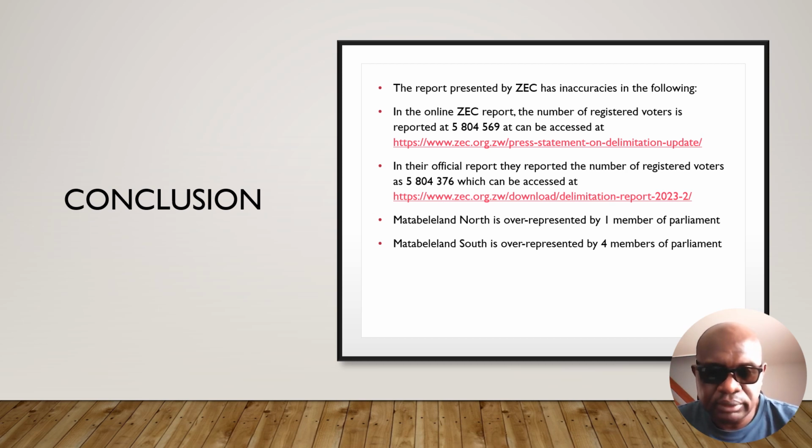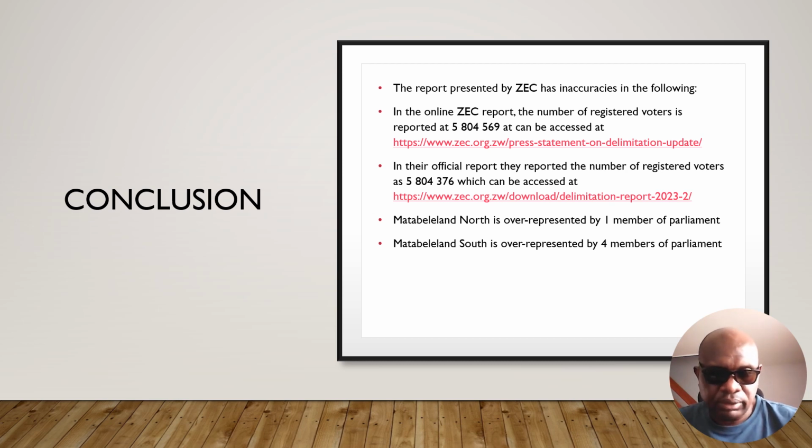On the second part, in their documents inside their reports, they reported that the number of registered voters is 5,804,376. This document here is also an official document from ZEC, which shows another number again. Remember that these numbers are as at 30 May 2022, as they reported.